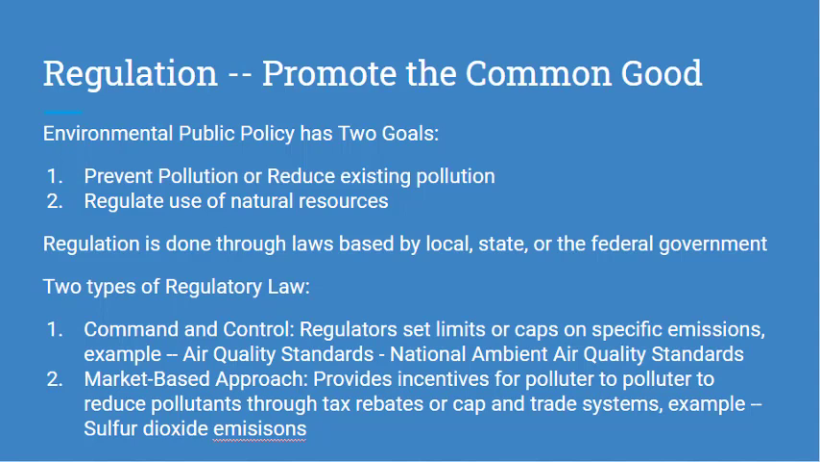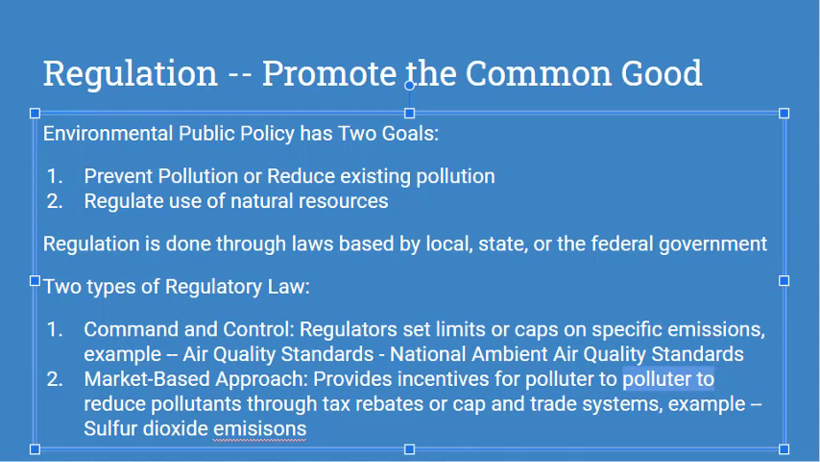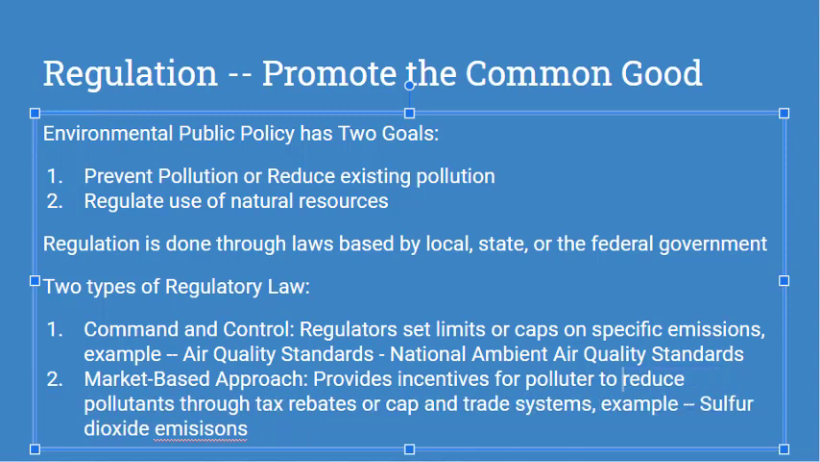And then you have your market-based approach. So what happens here is you provide incentives for polluters to reduce the amount of pollution that they are putting out there. And they've done this through a couple of different programs. They have tax rebates, and then they also use cap and trade systems. Cap and trade has been actually very successful. That's when you have a maximum amount that can go into the atmosphere, and every single company is allowed a certain amount of emissions, which, as you can see, is not spelled right. There we go.